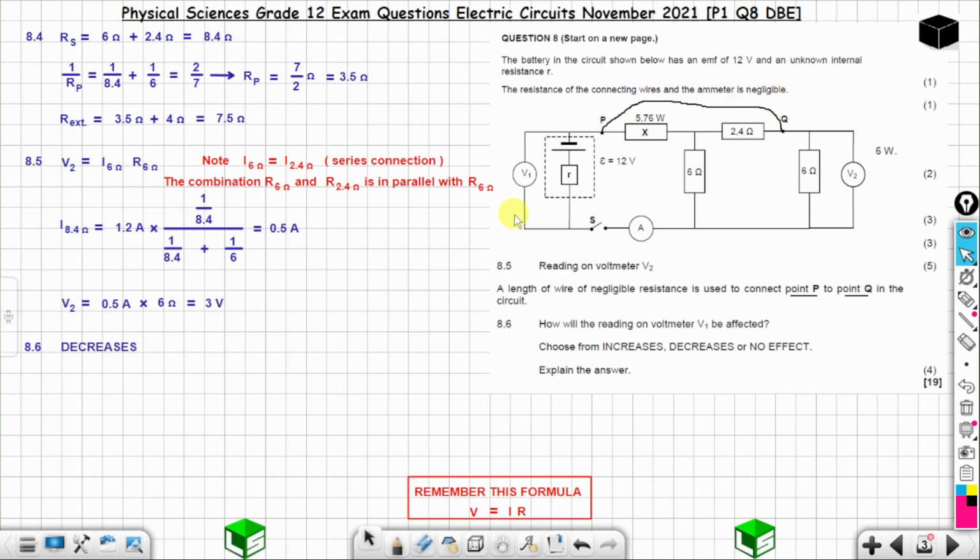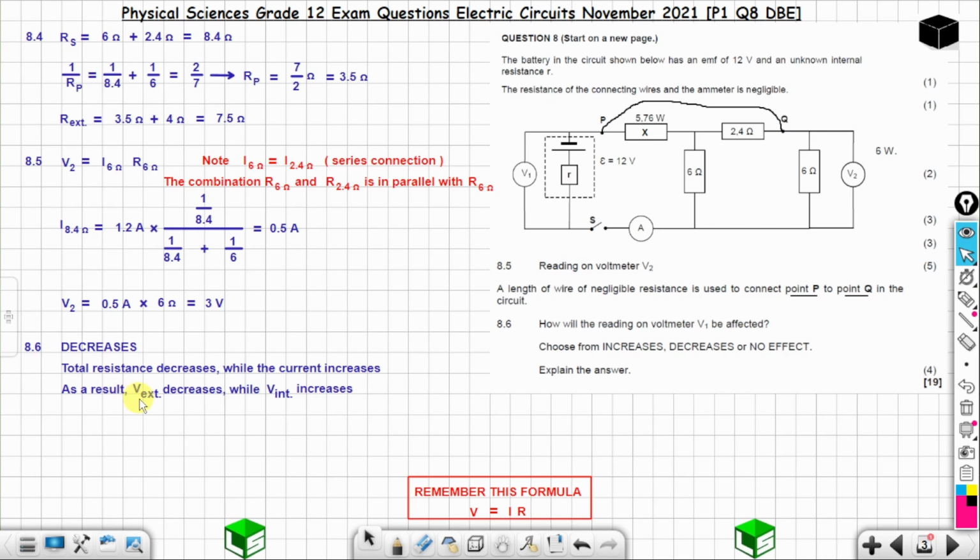So now the total external resistance will decrease because you are connecting in parallel. So the total resistance decreases while the current increases. When the resistance is decreasing, the current is increasing. So this is affected much by the resistance. So V decreases. The reading on voltmeter V1 decreases, because the total resistance of the circuit is decreasing while the current is increasing.